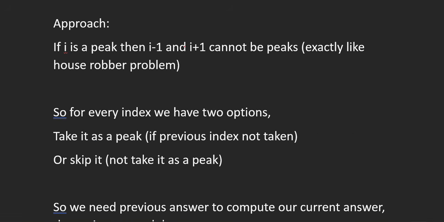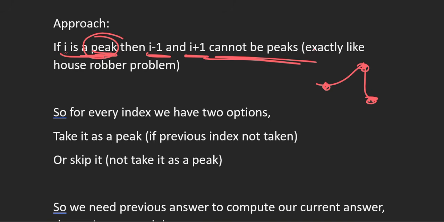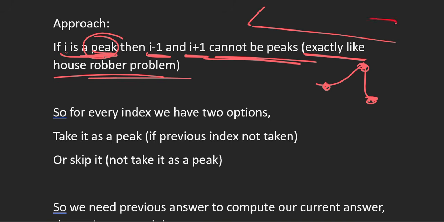So first thing, if i is a special index, or i is a peak, we can say a special index is a peak because its value is greater than its previous and next element. So if i is a peak, then i minus 1 and i plus 1 cannot be peaks. That's true, right? So isn't it similar to the house robber problem, where you are given n houses and you have to maximize your profit by robbing those houses, but you cannot rob two adjacent houses? So this question is almost similar to the house robber problem.